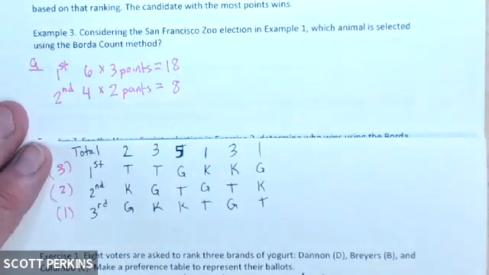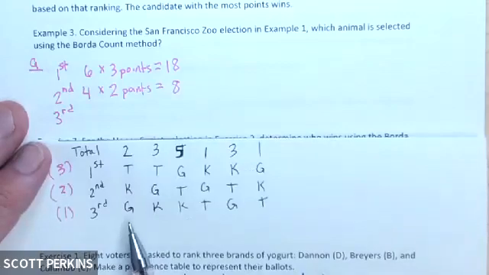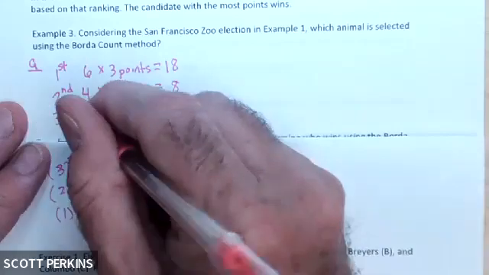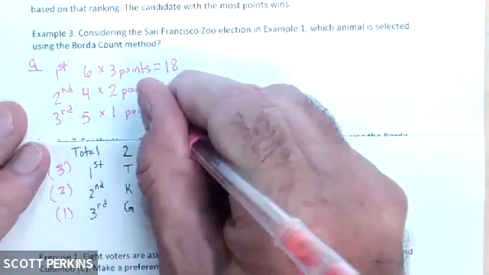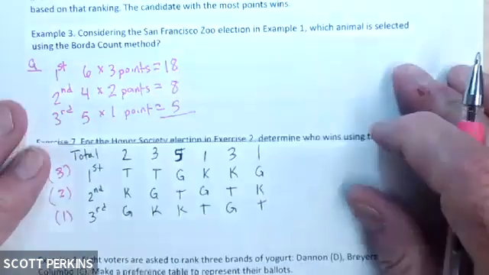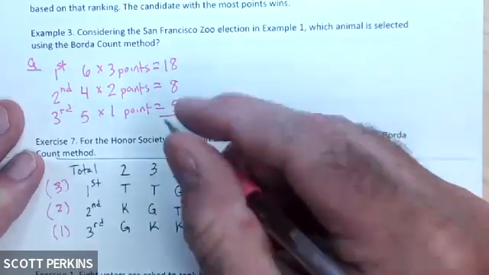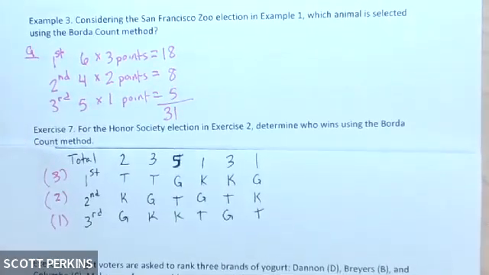And then last but not least, we're going to count up how many times the giraffe finished third. And the giraffe finished third 5 times. So 5 times 1 point, and that's 5. And so the total for the giraffe, the total to beat, is 18 and 8 is 26 and 5 is 31. Now, I know that seems like it's taking a while, but like anything else, the more of these you do, the quicker you're going to get at it.